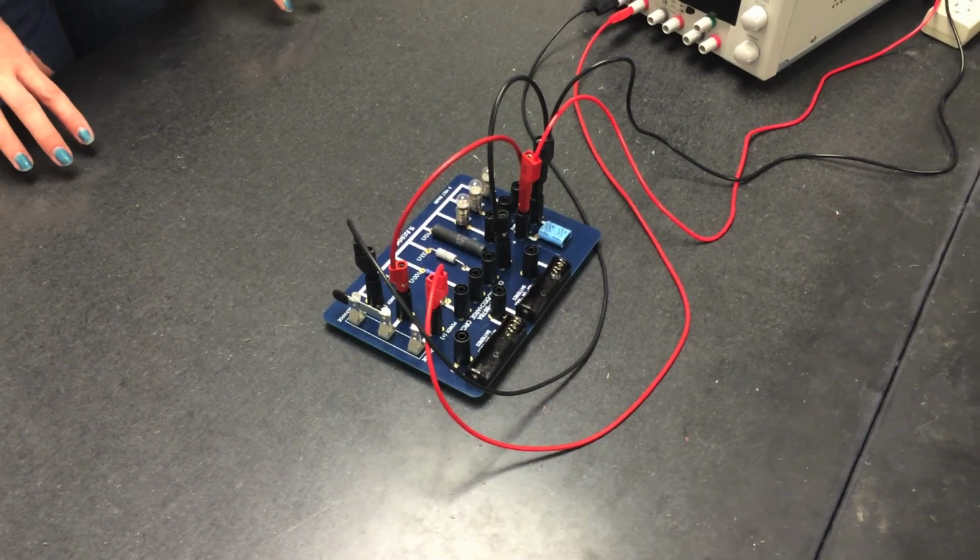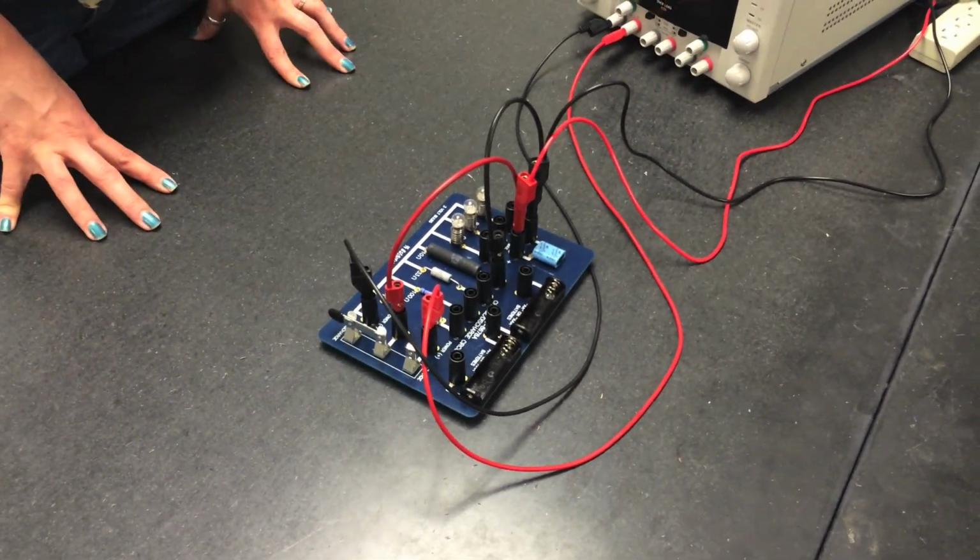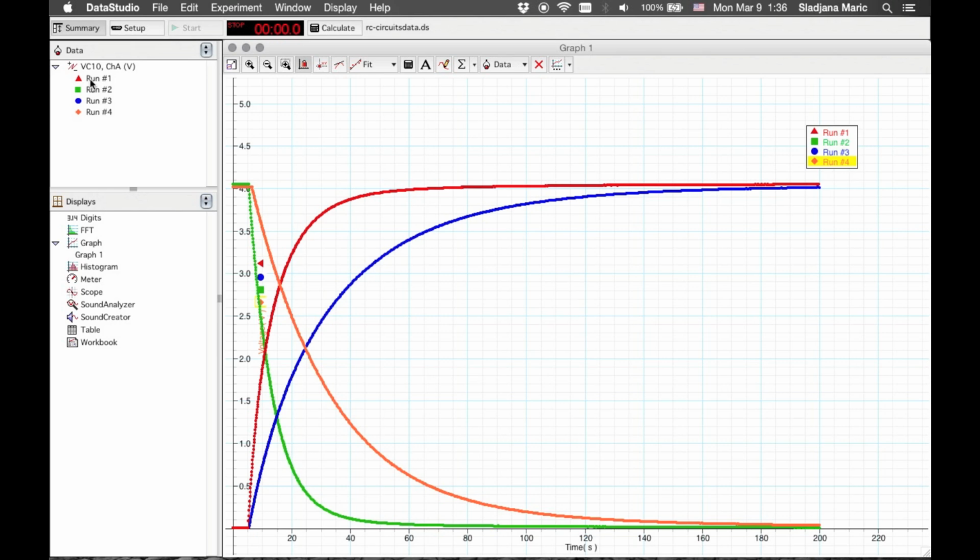So next I'm going to show you how to do a data analysis on the data that you just collected. Now when we are done recording the data for the charging and discharging capacitor through a 10 ohm resistor, and also for charging and discharging capacitor through a 33 ohm resistor, we can move on to a data analysis.